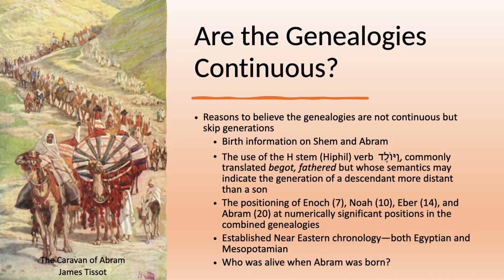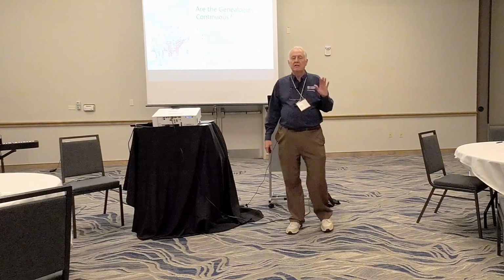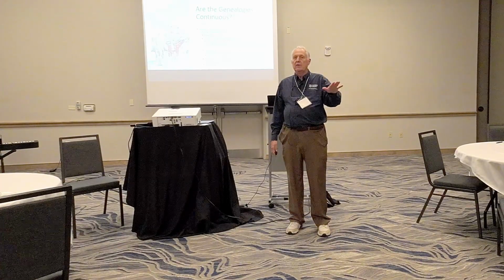Then we have the established ancient Near Eastern chronology. I've already talked about it a little bit, Egyptian and Mesopotamian. And then the question of who was alive when Abram was born. We'll look at that. These are the things that lead you to suspect that there has to be generations skipped.